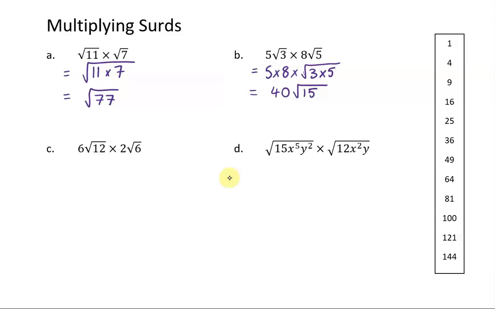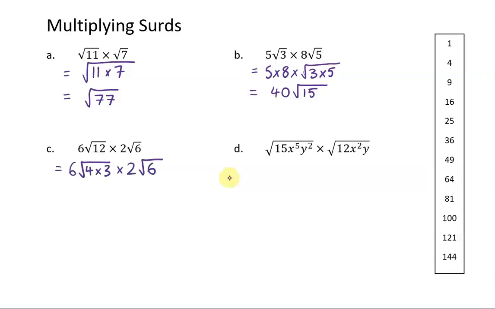In our third example, we have coefficients in front of our surds, but we also have this square root of 12, which is definitely not written in simplest form. I know that I can write square root of 12 as a square root of 4 times 3. 4 and 3 are factors of 12, and 4 is a square number. So let's go ahead and simplify that surd. We have 6 square root of 4 times 3 times 2 square root of, now 6 is already simplest form.